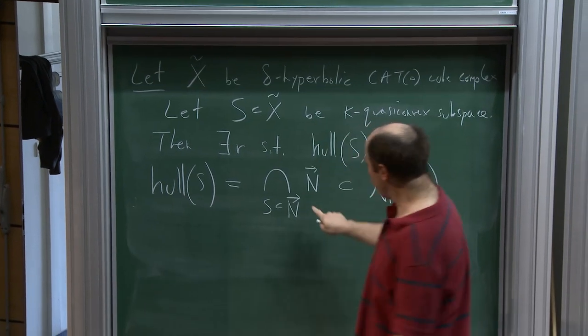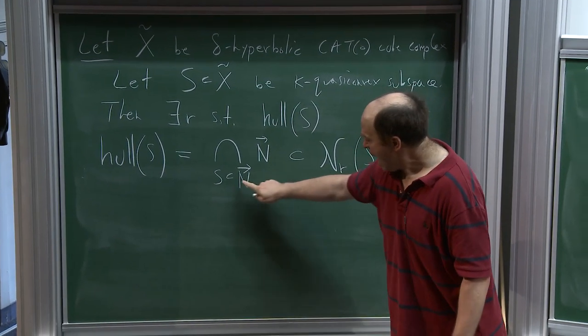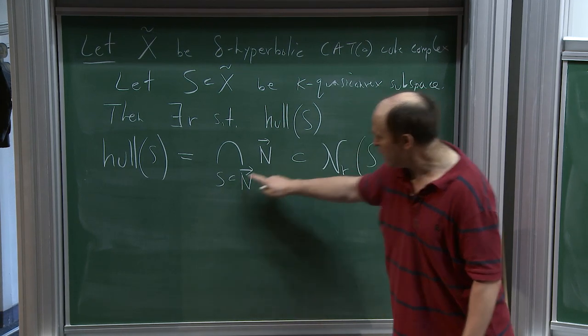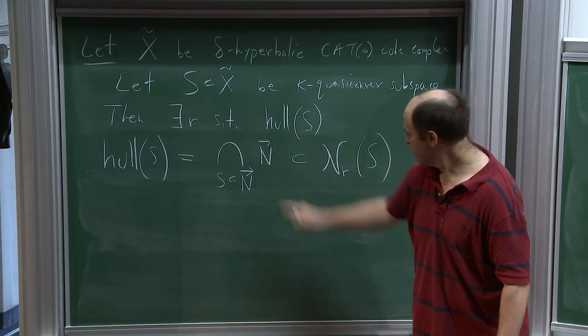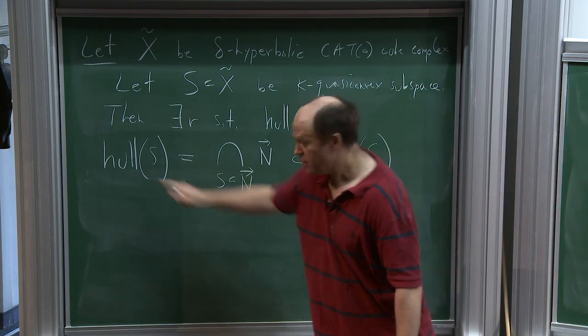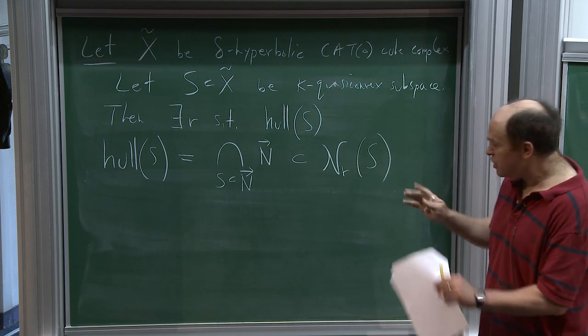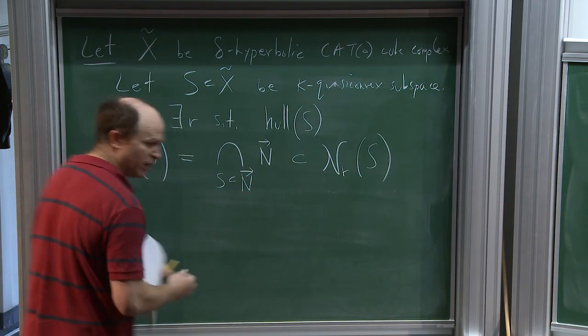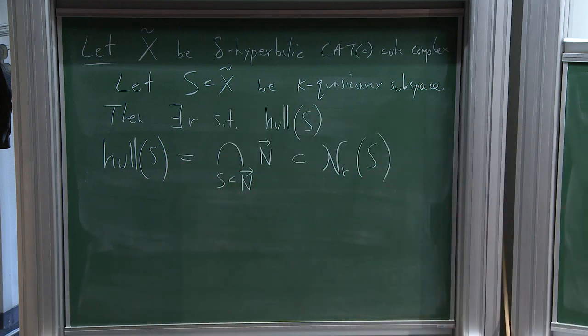So if you look at all of the half spaces which contain S and you take their intersection, that's the hull of S. That's actually contained in a small neighborhood of S. So the picture is the following. We have S.